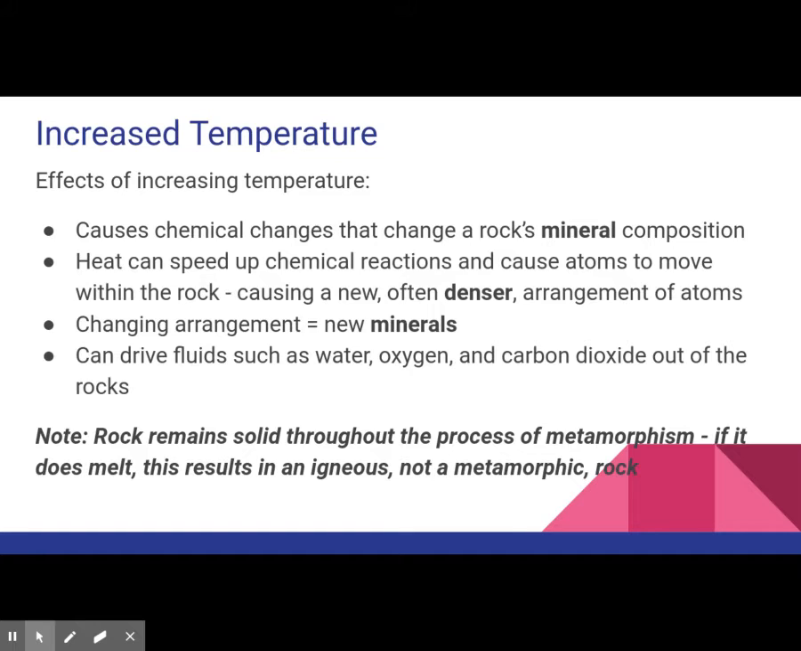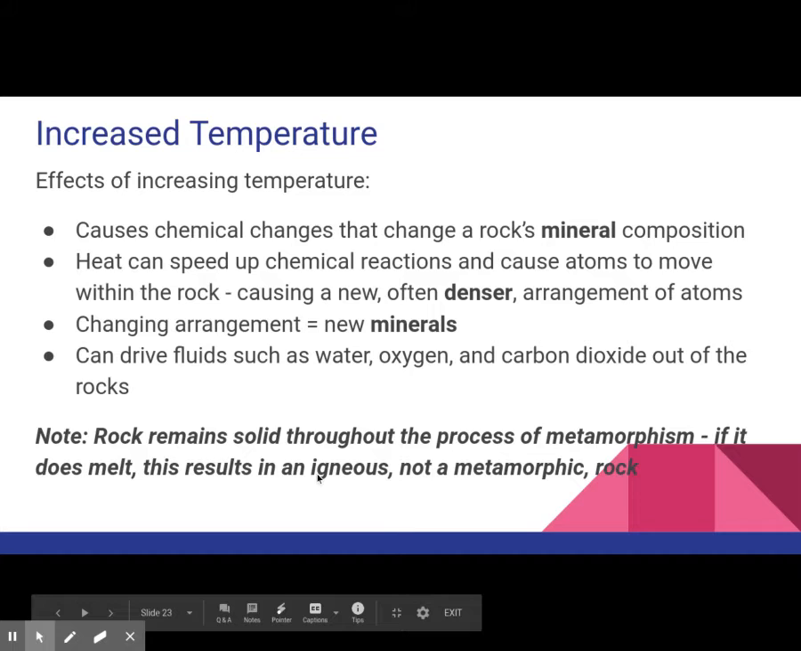And then it can also drive fluids out of the rock. So a lot of rocks, I know you don't see it, you don't know it's there, but there's water, there's oxygen, there's carbon dioxide in a lot of rocks. And if you increase the pressure or the temperature, you can force some of those fluids, which are in the gas form, out. Now, one thing to remember, that the rock remains solid through this process.